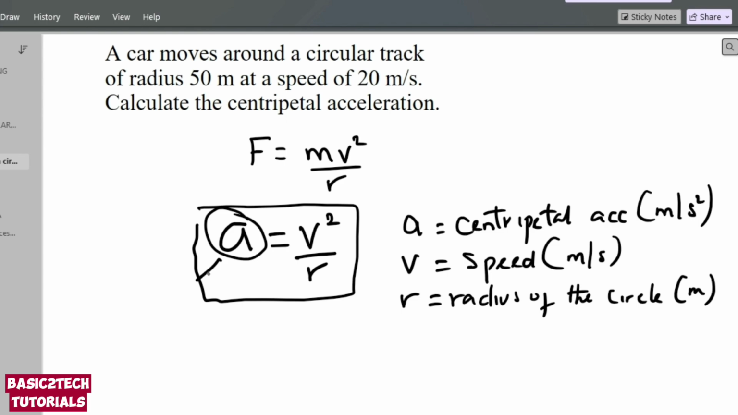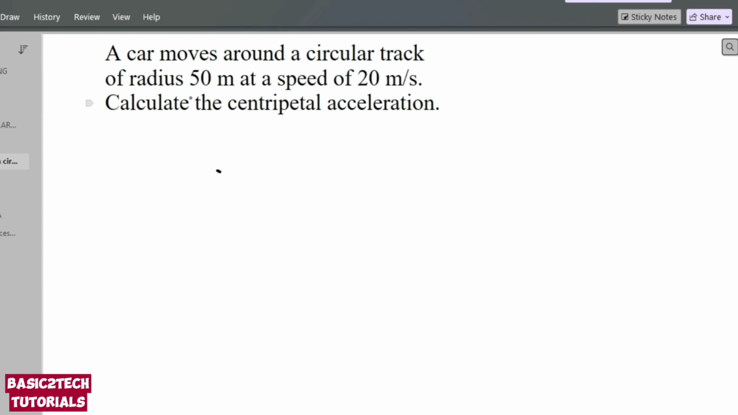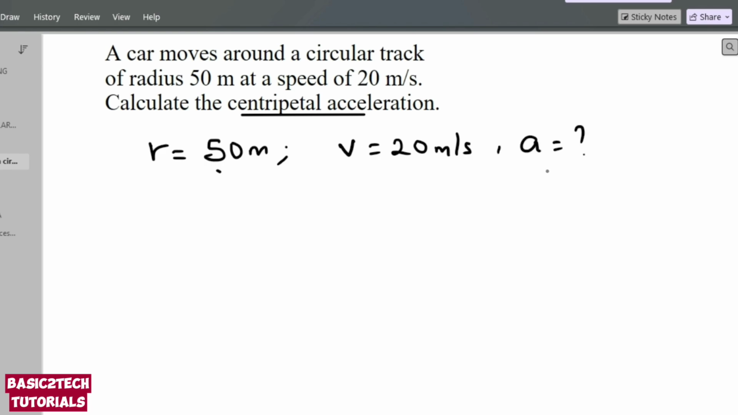Now let's solve the question together. The question says a car moves around a circular track of radius 50 meters. So our r is 50 meters and a speed of 20. So our speed v is 20 meters per second. Calculate the centripetal acceleration, which is a. It's unknown. Remember, our formula is the centripetal acceleration, a, equal to v squared over r.